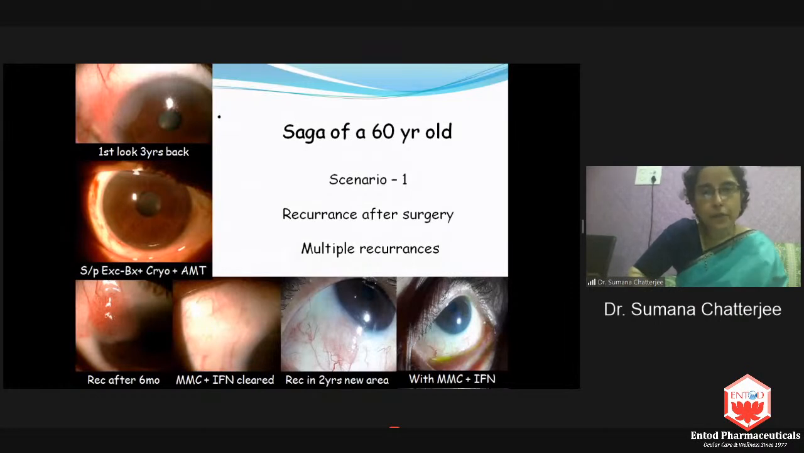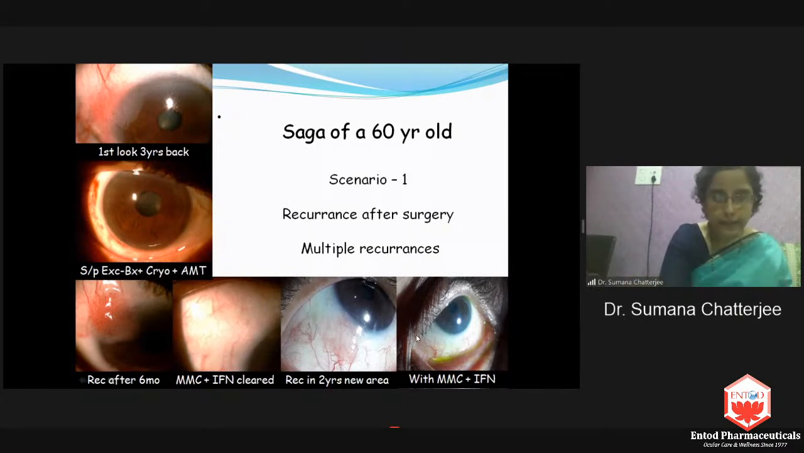So I will describe 3 scenarios here. This 60-year-old male patient presented to me with this lesion for which he underwent excision biopsy along with cryo, alcohol epitheliectomy, AMG and fibrin glue application. After 6 months, he showed recurrence in almost the same region, and he was started on 0.04% mitomycin C.